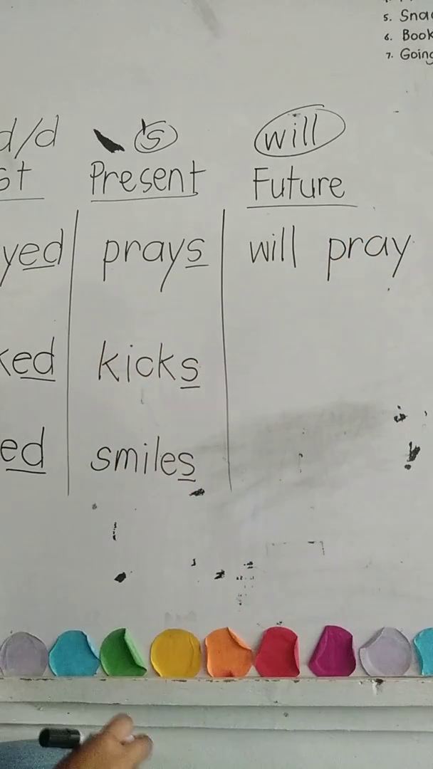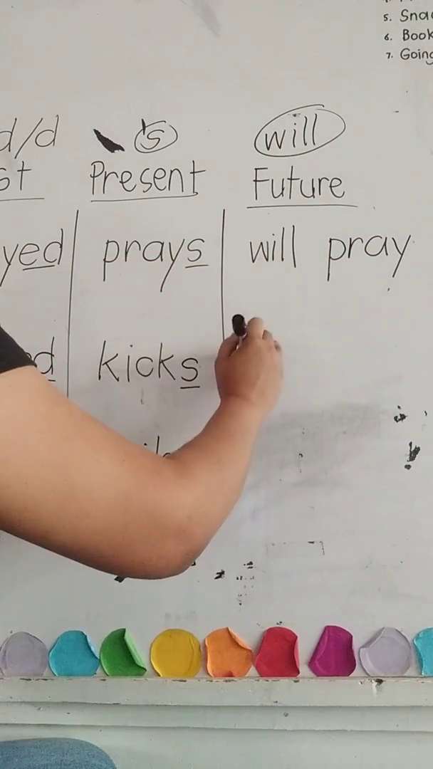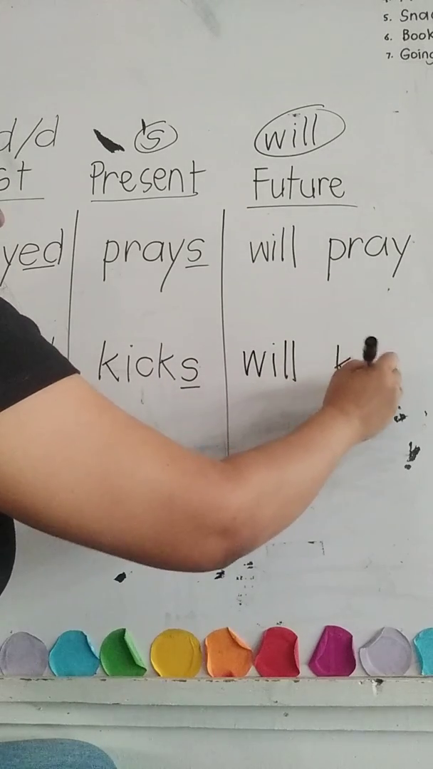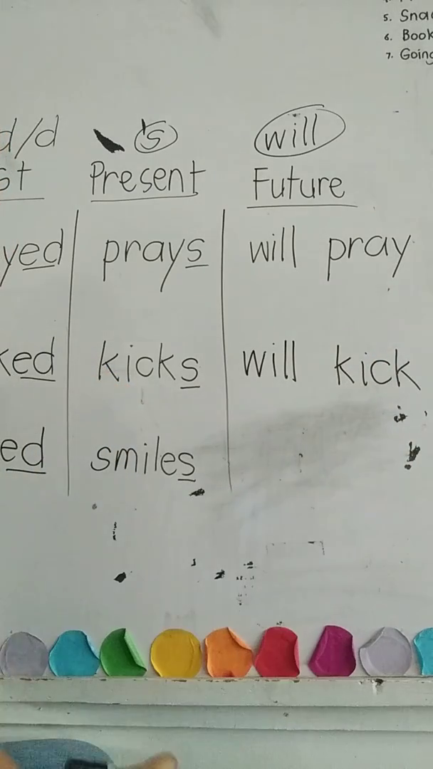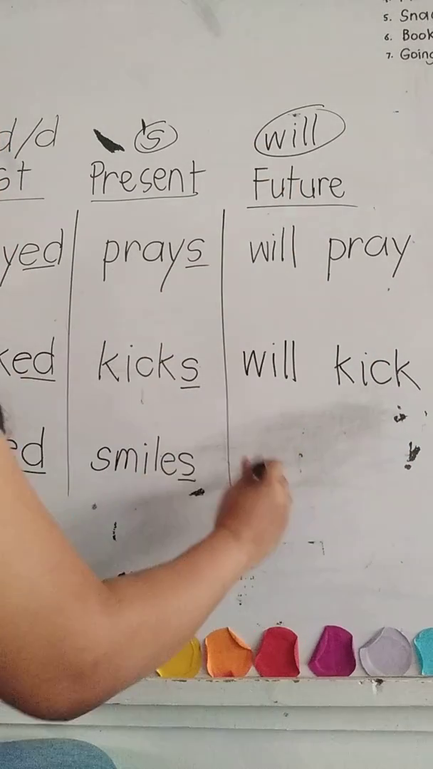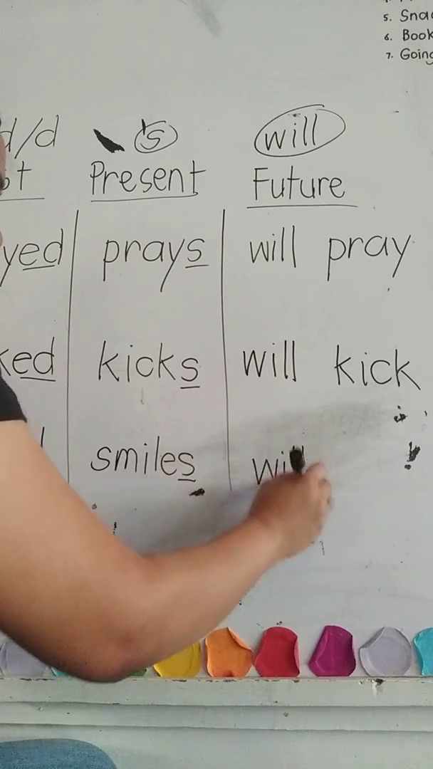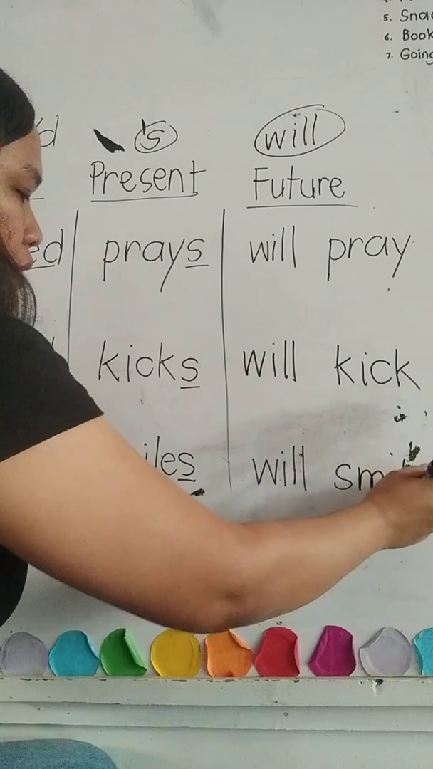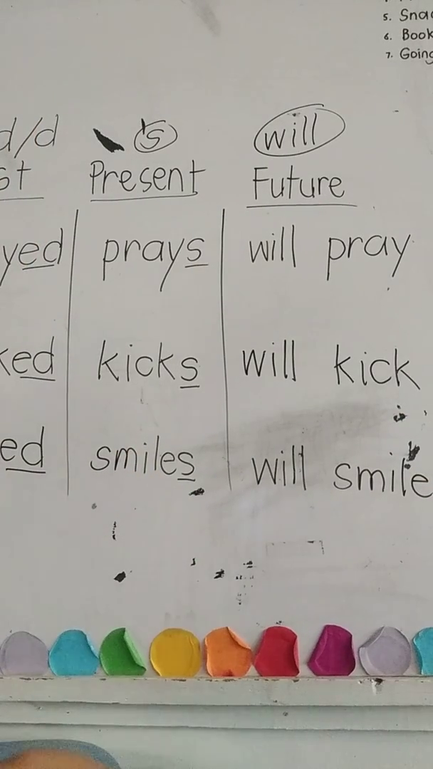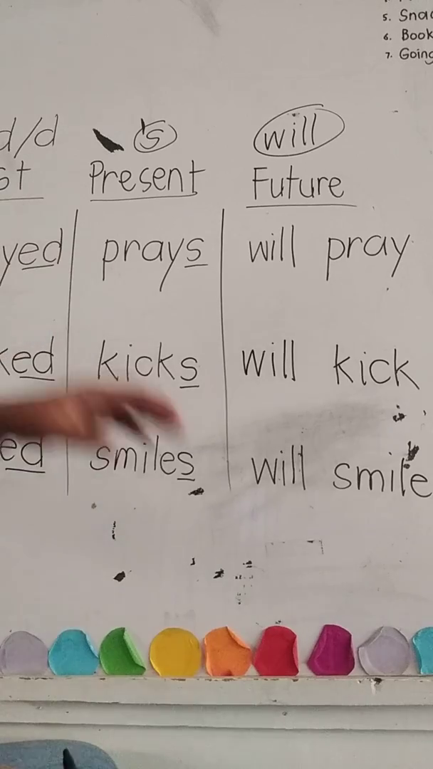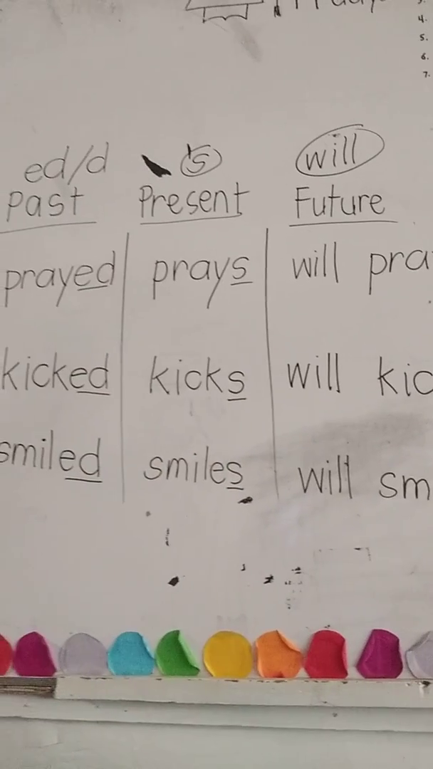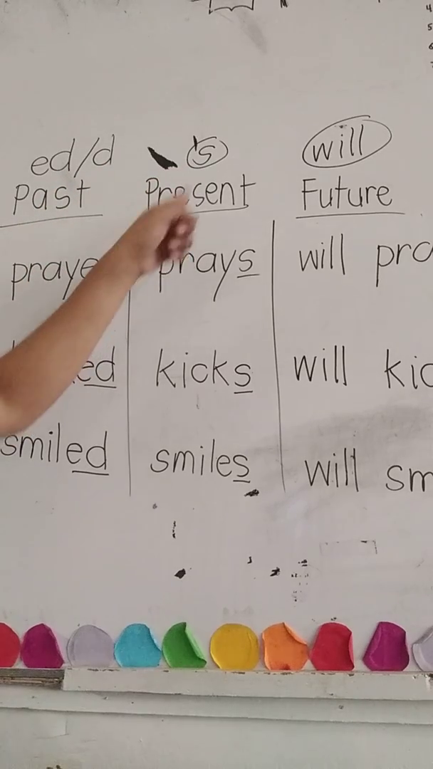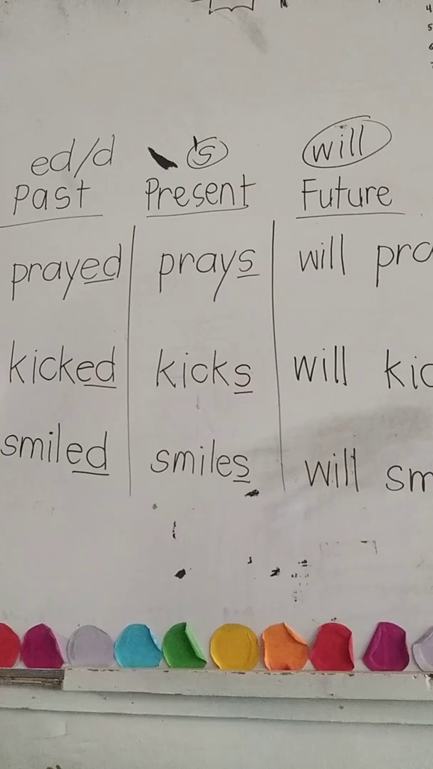Say will pray. Next, copy the word kick. Say will kick. And then again, copy the word smile. Will smile. That is what you're going to be doing in the exam. Don't forget the rules. ED or D for past, S for present, and will for future.